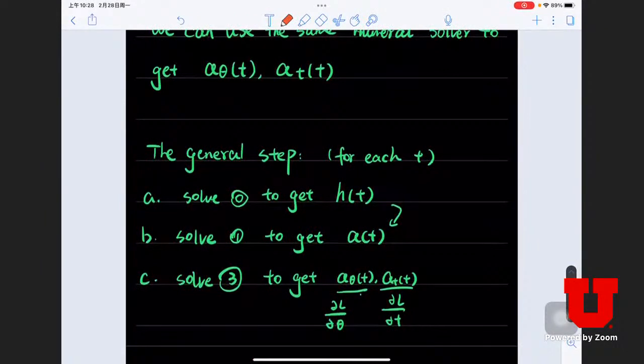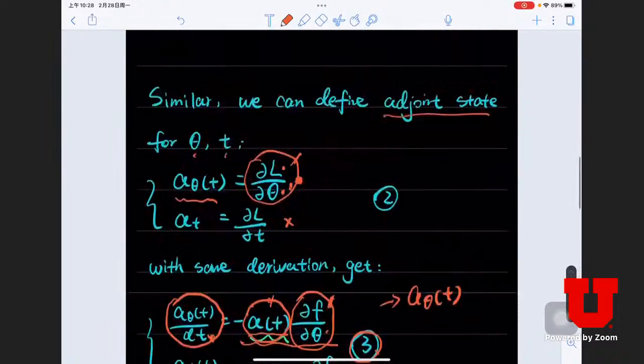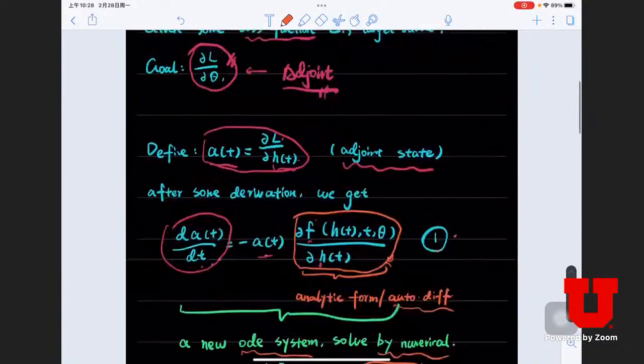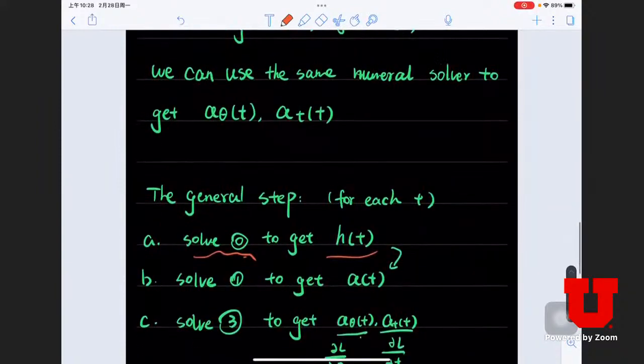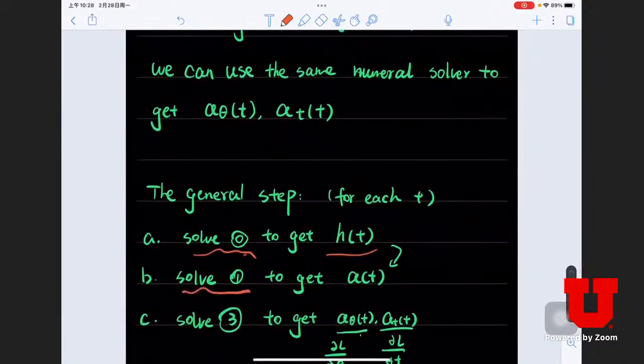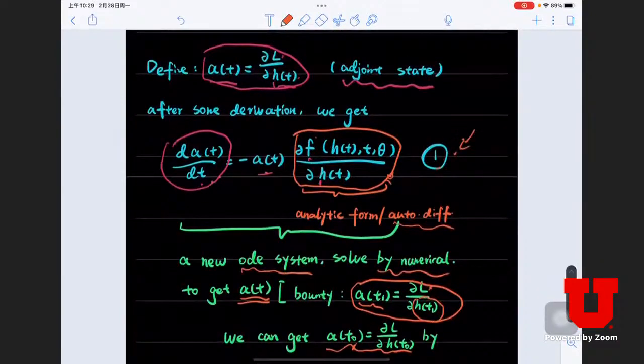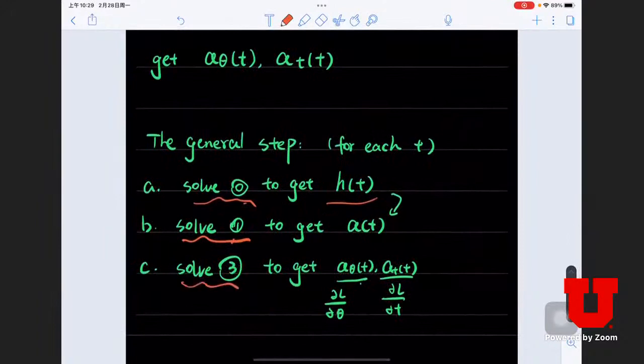The general steps of the adjoint method: at first, we solve Formula 0 to get h(t). Formula 0 is the initial ODE, and with some non-optimized theta, we can get h(t). Then we go to the second ODE, I mean the ODE about a(t) itself. It's a system right here, right? By solving this second ODE, we can get the value of a(t) at an arbitrary step.